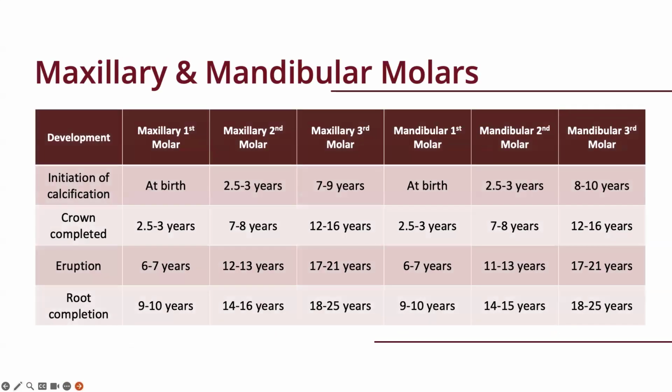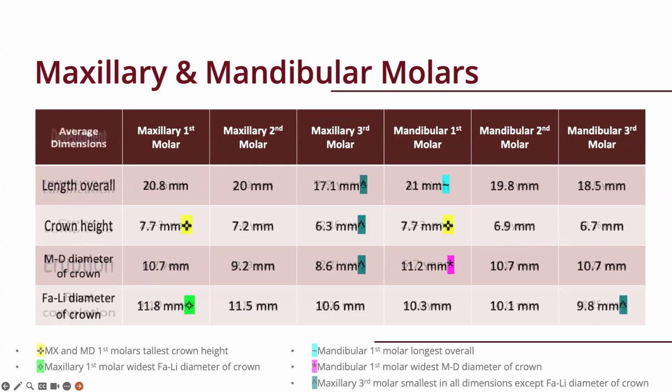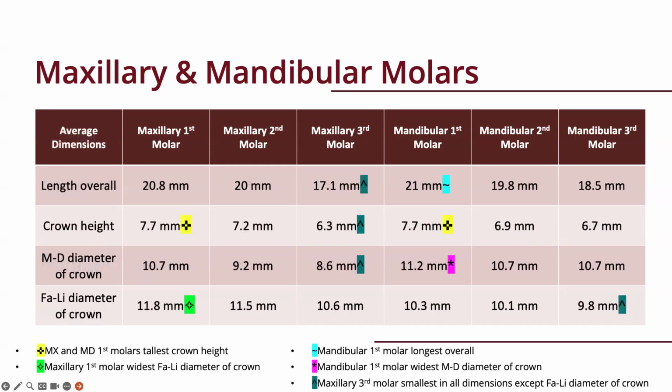This table is a summary of the maxillary and mandibular molars and their development from the initiation of calcification, the crown completion, the eruption, and the root completion. And this table summarizes maxillary and mandibular molars, their average dimensions, including their length overall, their crown height, their mesiodistal diameter of the crown, and the faciolingual diameter of the crown.